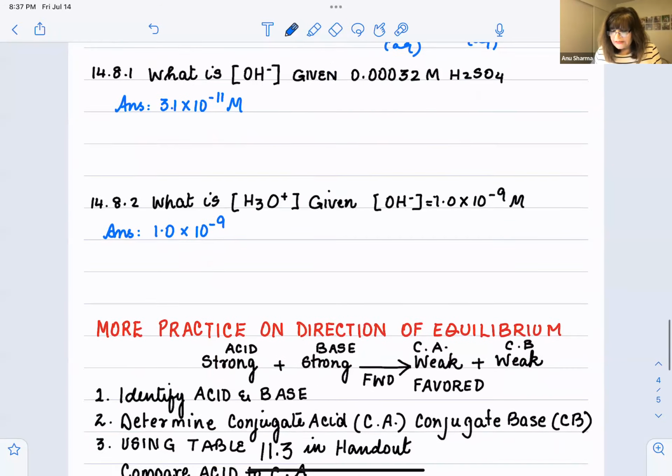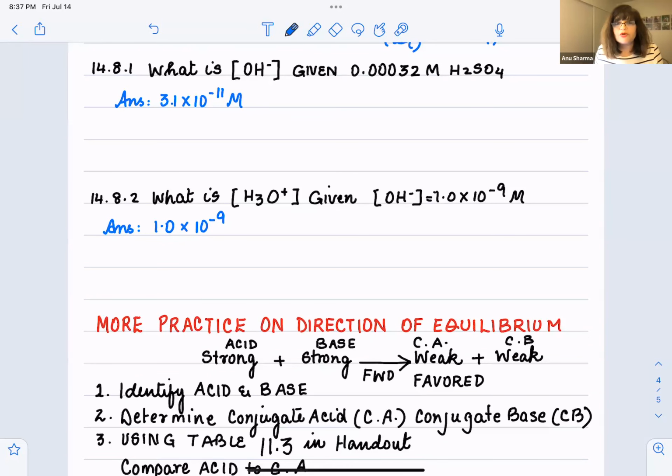Next is, what is the hydroxide ion concentration? You're given the molarity of the sulfuric acid. In other words, you are given from where? Here, sulfuric acid is giving the hydrogen ion, so the hydrogen ion concentration is given.